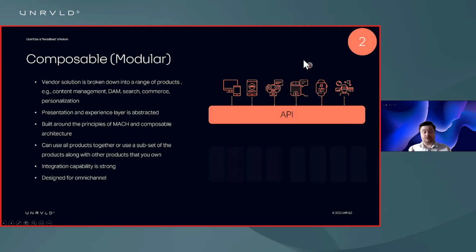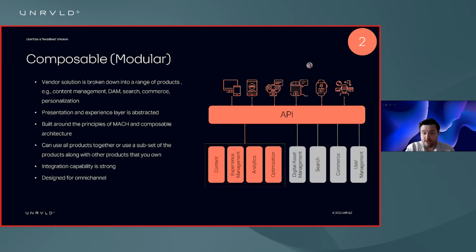Or the third option is that you use some of the items from that vendor, and then you augment that with products that you might have, which might be products that you already own. It might be products that you need to buy because they are better suited to what you actually need. The idea is the integration capability is strong. It's built for that idea of plug and play, and it's designed for omnichannel. It's designed to work across different channels.